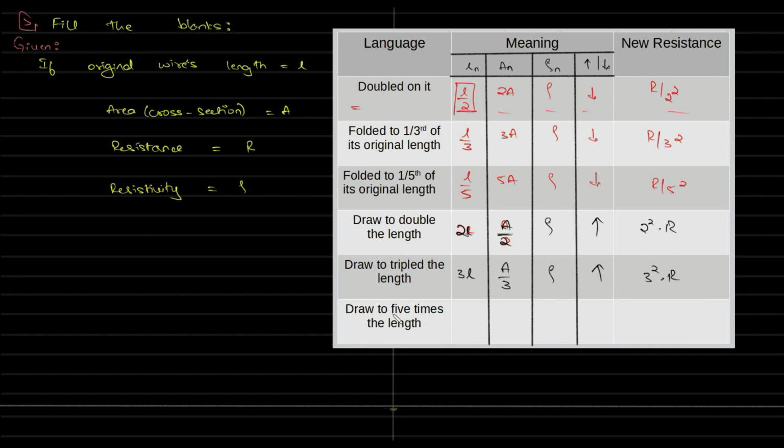If we draw the wire to 5 times the length, this will be 5L. Area of cross section is A by 5. Resistivity is rho. The resistance will increase by 5 square times, that is 25 times. It will be very thin, and the area of cross section obviously is very small, and the length is 5 times more, right? So overall resistance will increase by 25 times.